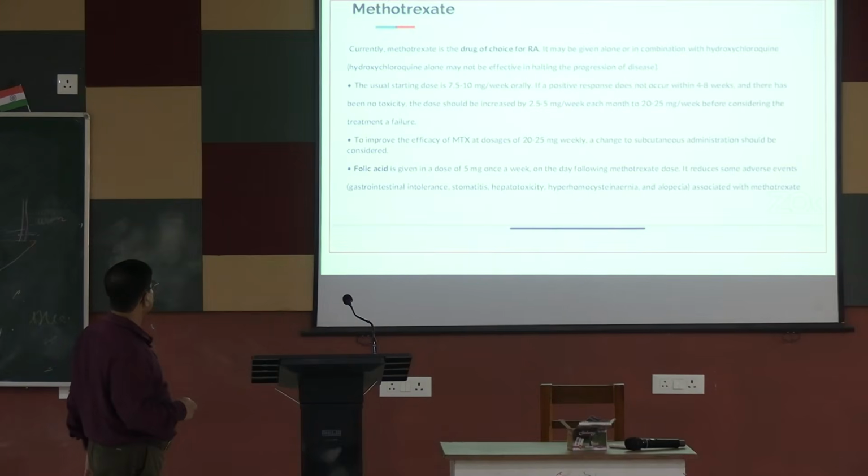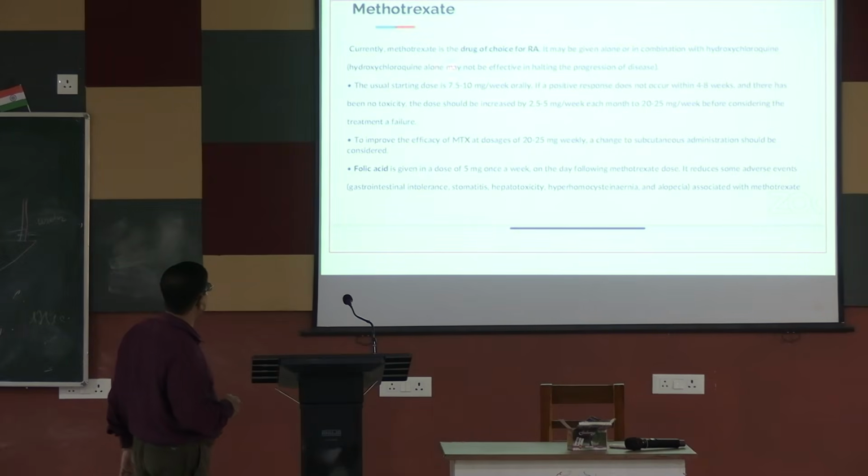Now come to methotrexate. Methotrexate is the most commonly used drug in rheumatoid arthritis. You should know it in some detail. It is the drug of choice in rheumatoid arthritis. It may be used along with hydroxychloroquine. Methotrexate, the usual starting dose is 7.5 to 10 milligrams orally weekly. It is given weekly, okay. But you may not get the desired effect until 4 to 6 weeks.